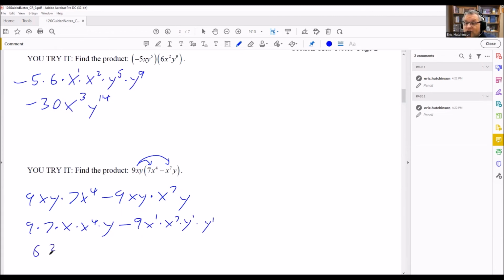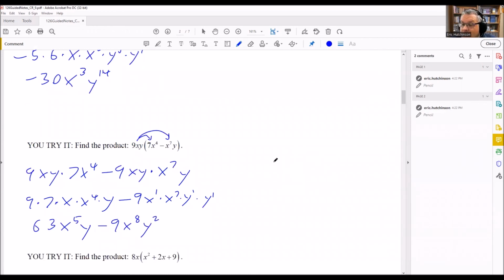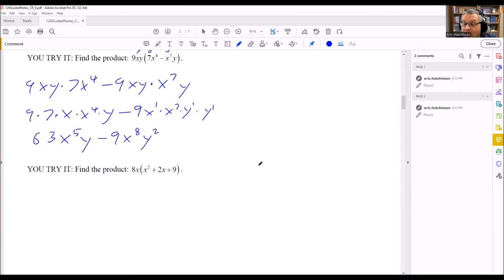9 times 7 is 63. Add the x's. That's going to be x to the 5th power and a y. We have minus 9. Add these powers: 1 plus 7 is x to the 8th. And we have y squared from that one. Okay, so that would be your answer on that.